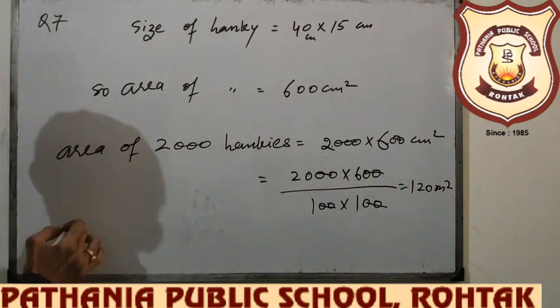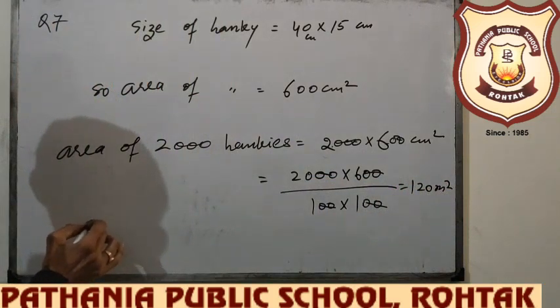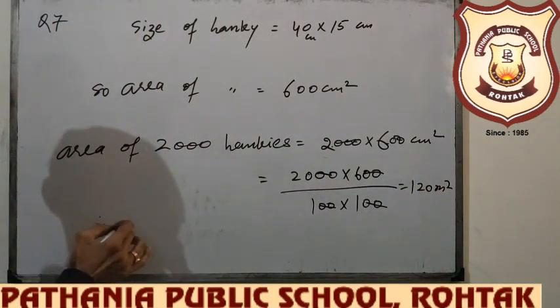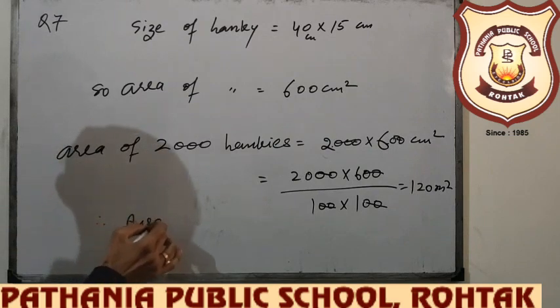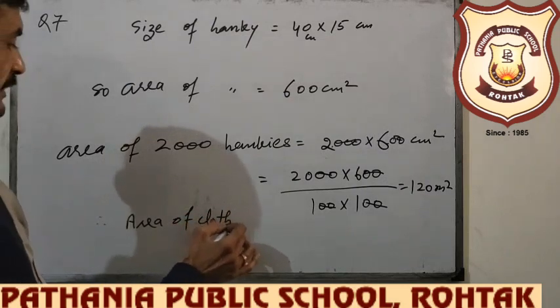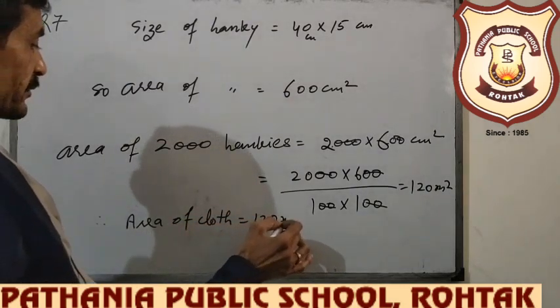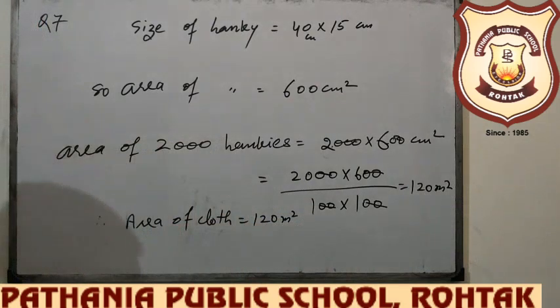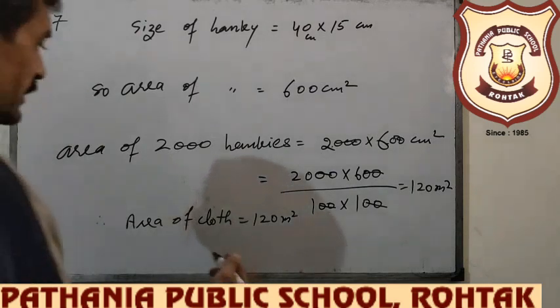Now requirement of cloth: area of cloth for hankies, how much cloth is required, 120 meter square. In this, the width of cloth is given and length is required. Width of cloth is given 20 meter, find the length of cloth.